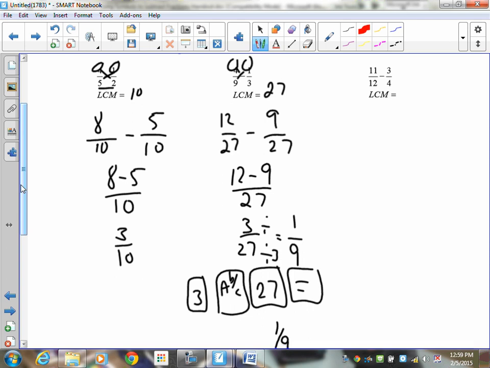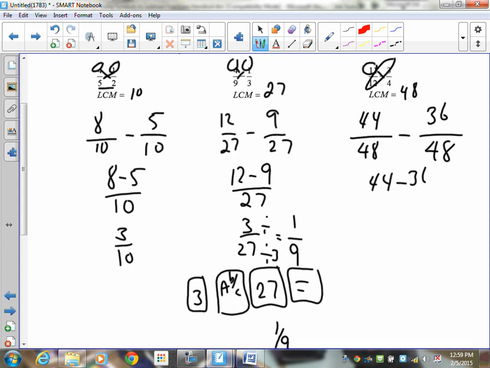Okay, 12 times 4 is 48. So we have, getting ahead of myself here. We need a common denominator of 48. So there's our 48s. 11 times 4 is 44. 3 times 12 is 36. So 44 take away 36. We keep the denominator. And 44 take away 36 is 8. So we have 8 48ths. We can divide this. Both of them can be divided by 8. And your answer should be 1/6.